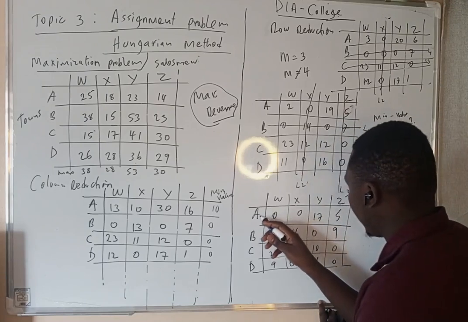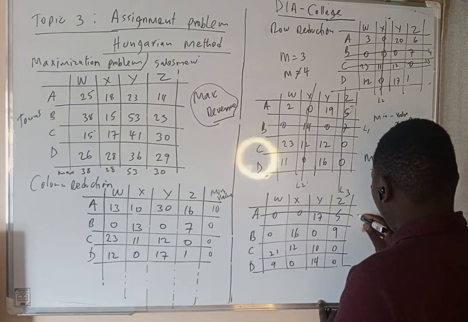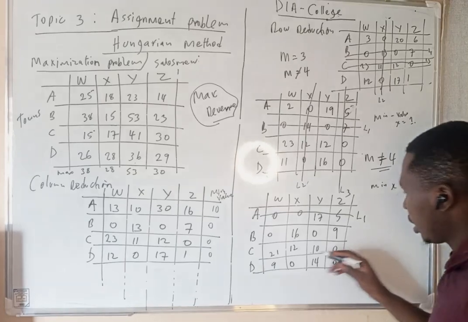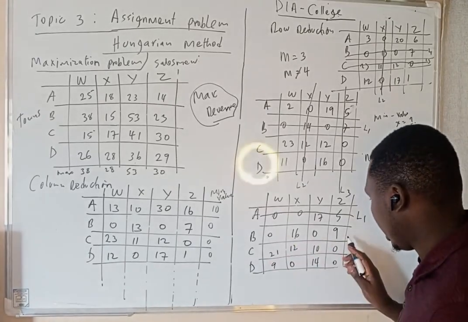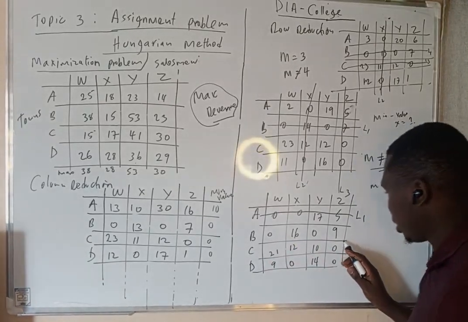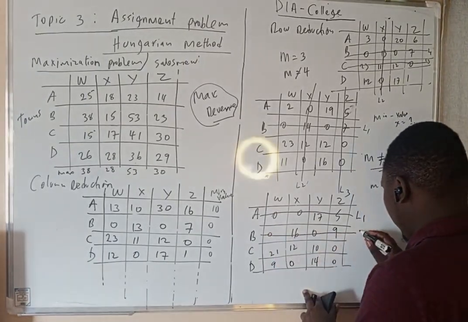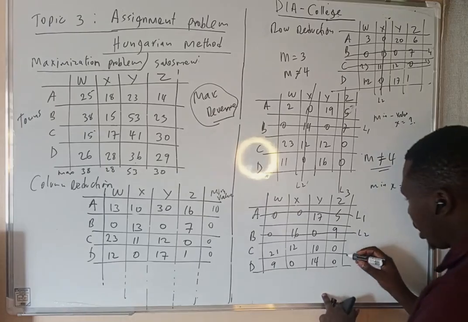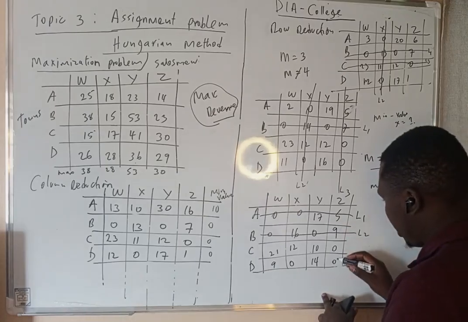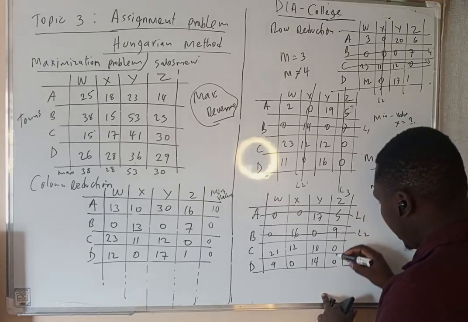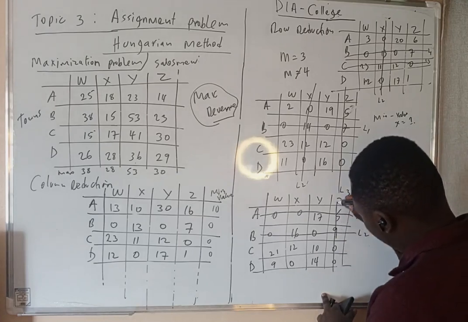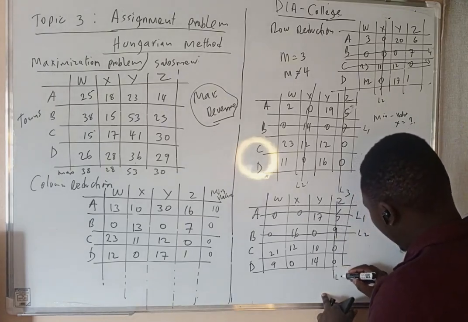So we have this. We can cover the first line here, so this is my line 1. Then I can see there are 2 zeros again here. I can cover the 2 zeros, so this is my line 2. I can see there are 3 zeros. There are 2 zeros here. I can cover them, so this is my line 3.